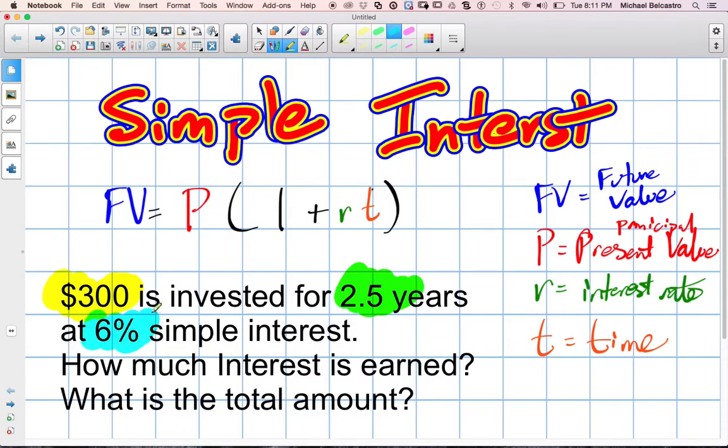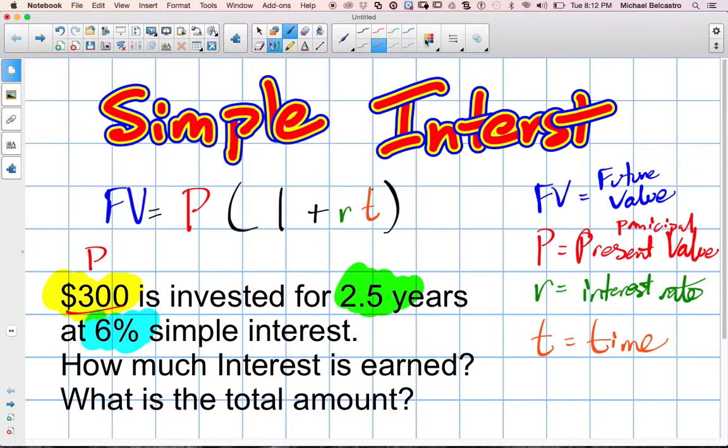Okay, so we have to decide what each of those is. What is the $300 in this question? Do you know what it's referring to? Which of these things on the right here is it talking about? The P? Yeah, that's right. That's the present value. Good. So here's our P value.